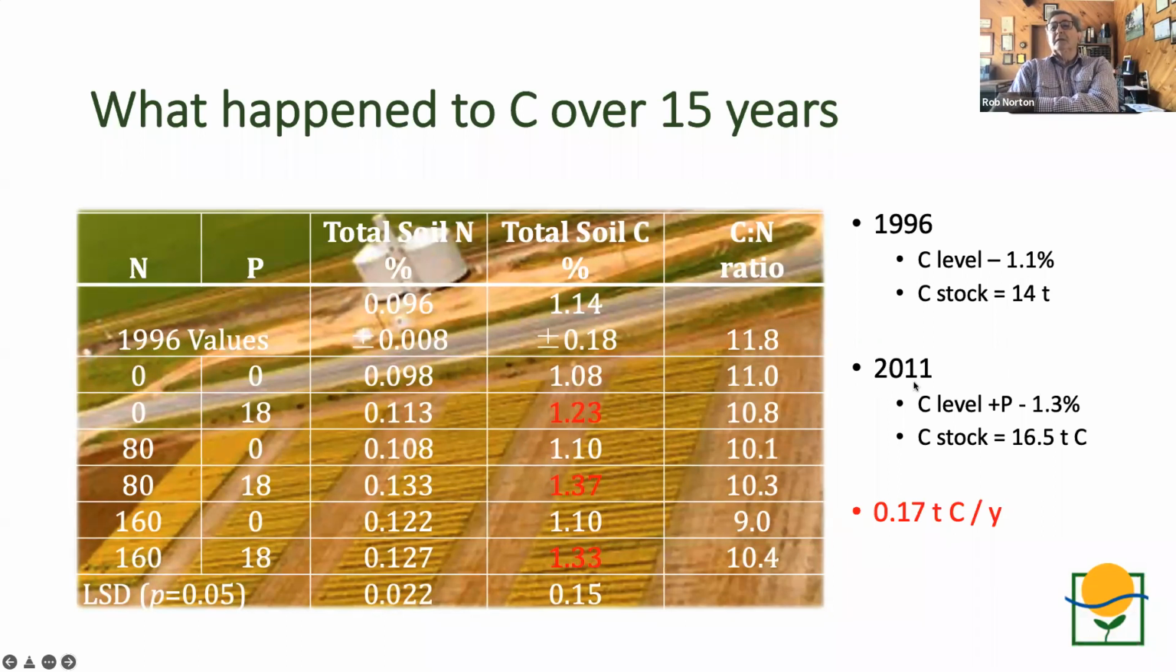By 2011, 15 years later, the carbon stocks where we had added phosphorus had gone up 0.2%. So they'd gone up from 1.1 to 1.3. The carbon stock had gone up from 14 to 16.5. So yes, it increased, and that rate was 0.17 tonnes of carbon sequestered, is the word, per year.